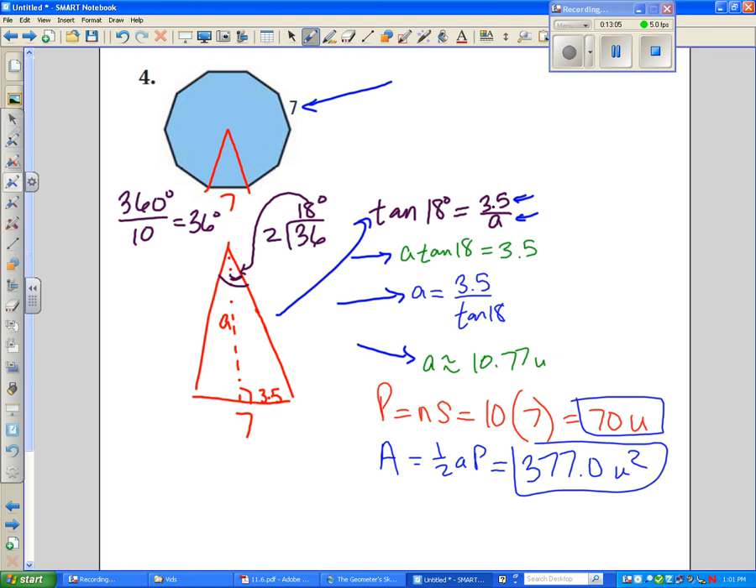Now, it's asking for the perimeter and the area. So the perimeter is just the number of sides times the side length, and that's just 10 times 7. And I got 70. The apothem times the perimeter times 1/2 is equal to the area, so it's equal to 377 units squared.